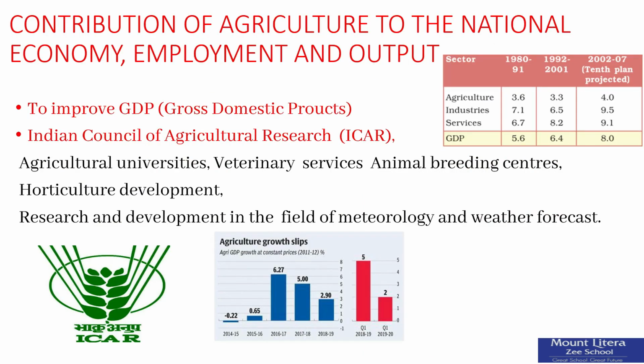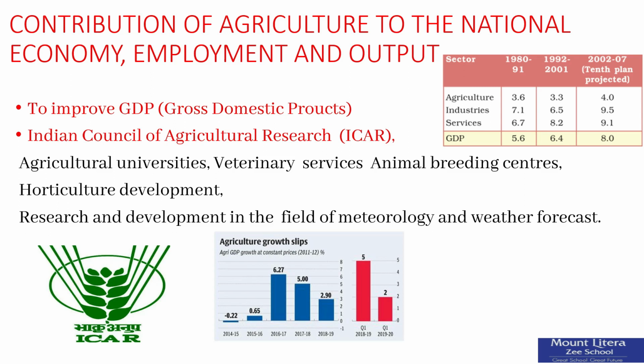Contribution of agriculture to the national economy, employment and output. Agriculture has been the backbone of the Indian economy, though its share in the gross domestic product, GDP, has registered a declining trend from 1951 onwards. Yet its share in providing employment and livelihood to the population continues to be as high as 63% in 2001.